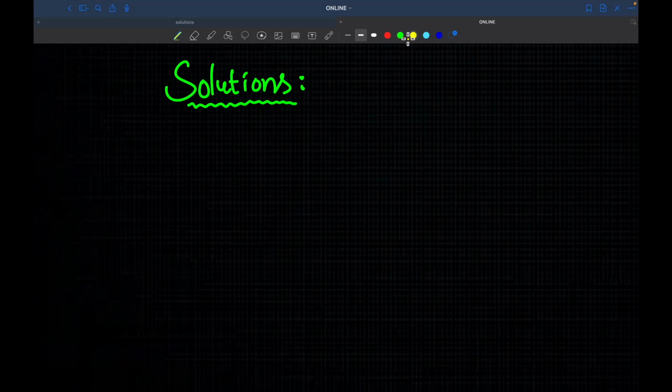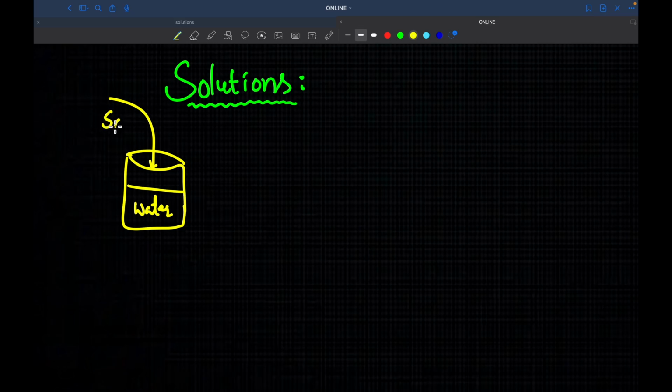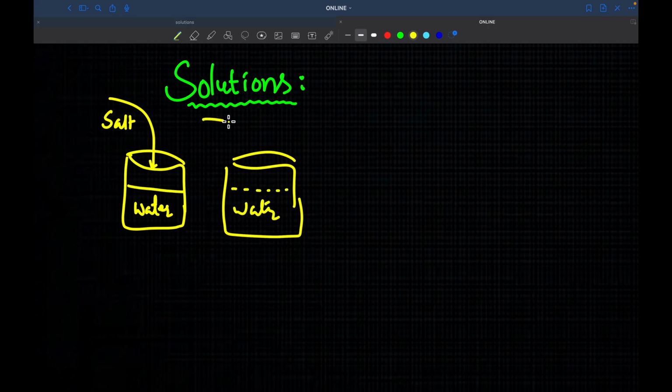So let us take, I have taken a glass here. I have added water in the glass, in which I put some salt. I'll take another glass of water. So the glass is filled up to here, so water is being filled. In this I'll put sugar. So the mixture of salt and water is called a salt solution.